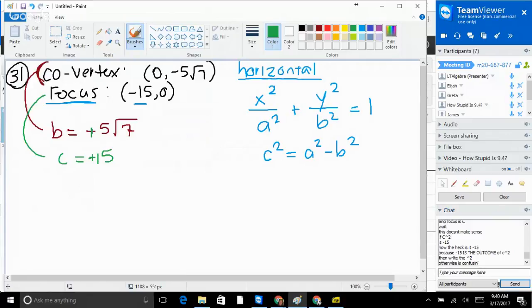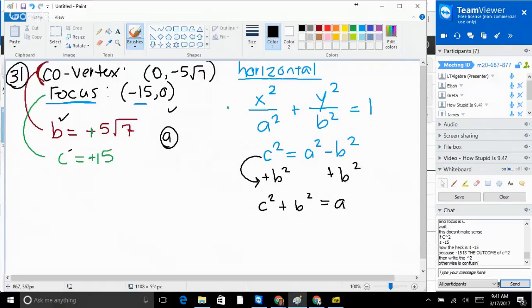Okay, we'll do it. All right, so let's fill in these two equations with what we know and figure out how we're going to solve for a. Basically, we're looking to solve for a, right? Because once we have a and b, then we can write our equation. So what we have so far, let's start off with c squared equals a squared minus b squared, right? Let's rearrange this. Because we have b and c, let's rewrite this equation and make it c squared plus b squared equals a squared. Because really we want to solve for a or a squared, right?